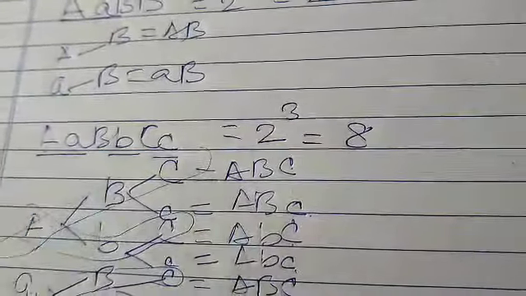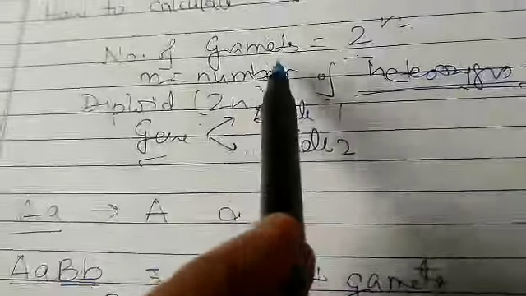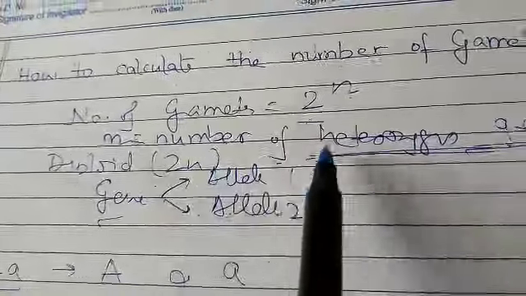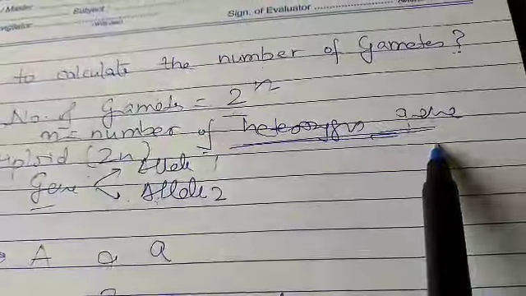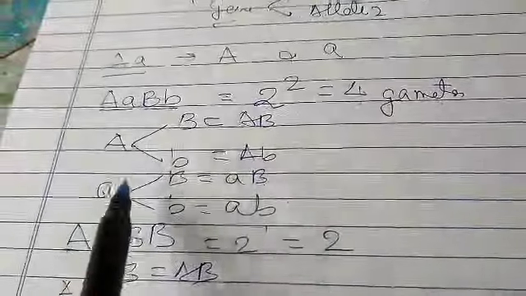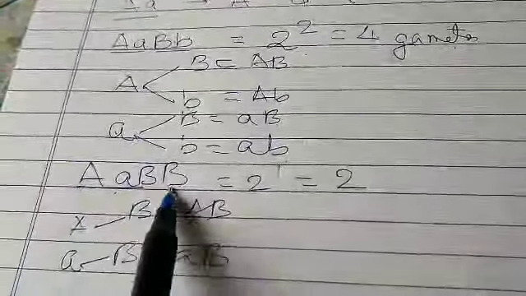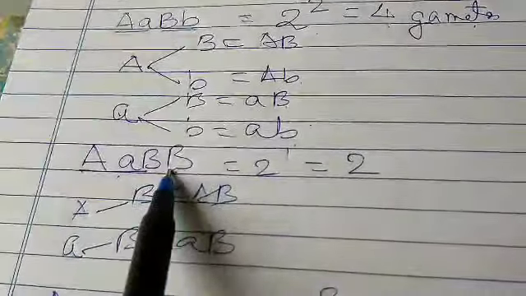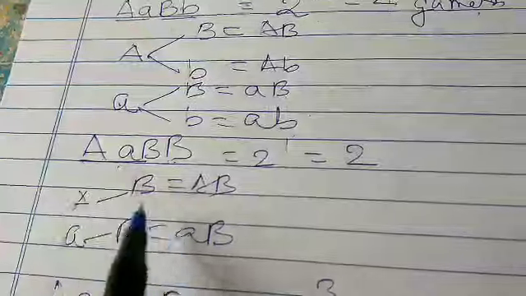So one thing you have to keep in mind is that n equals the number of heterozygous genes. Okay, this is very important. Even if the cross is trihybrid, if a gene is in homozygous condition, it will not be considered. Only the heterozygous genes will be considered.